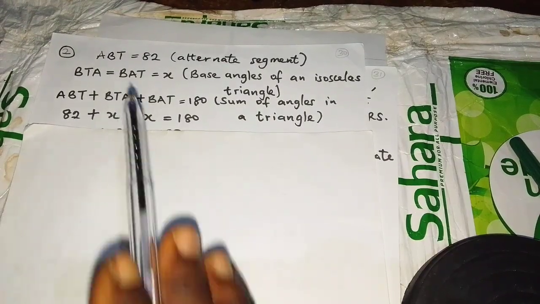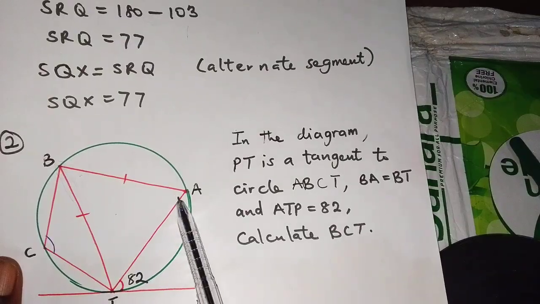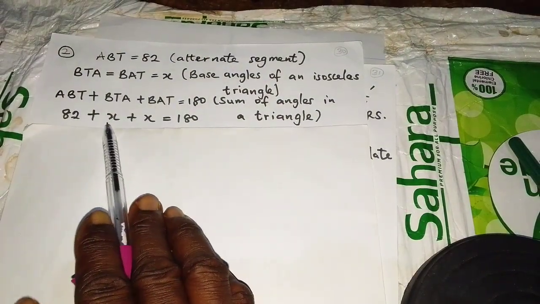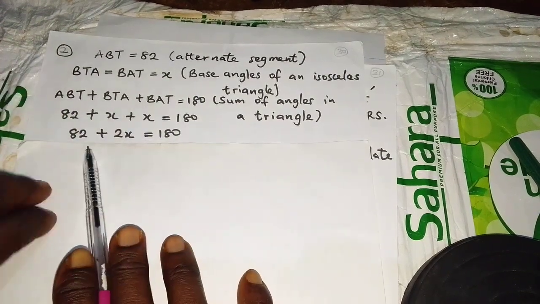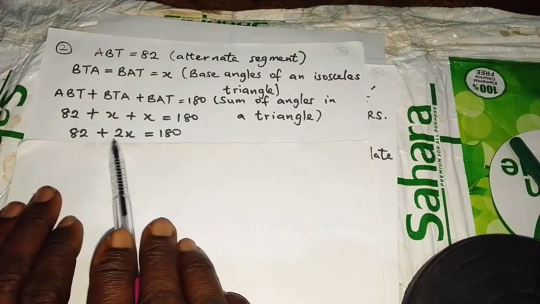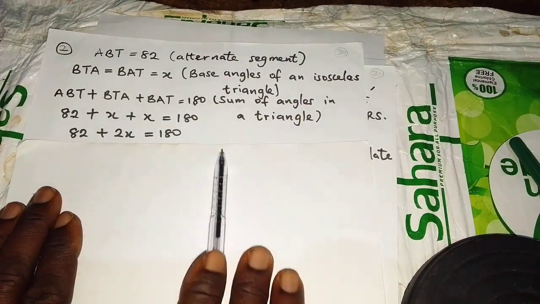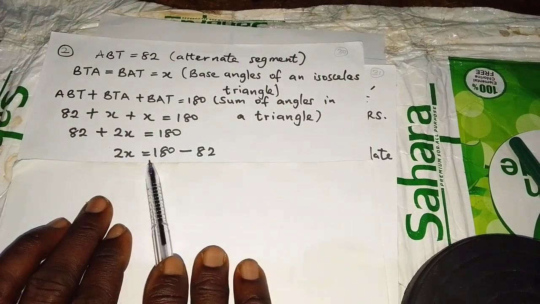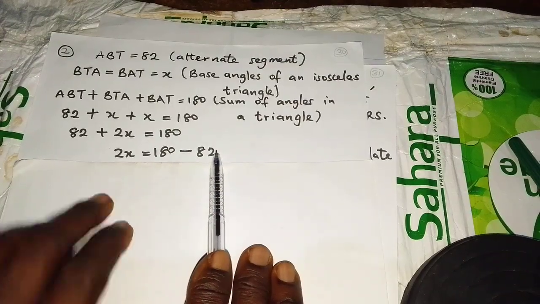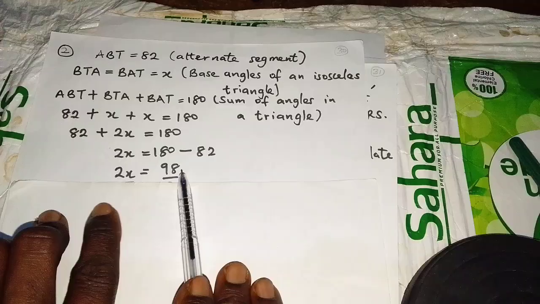And we already know that the angle here is what? 82. And we said we should use x to represent each of the equal angles. So that means 82 plus x should be equal to 180. So 82 plus x will give us 2x, should be equal to 180. This 82, let's bring it to this other side. It will now turn to minus 82. 2x should be equal to 180 minus 82, which will give us 98.